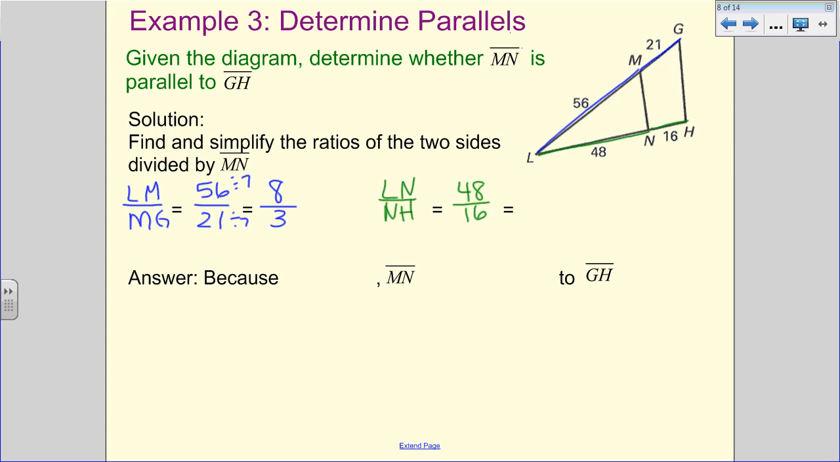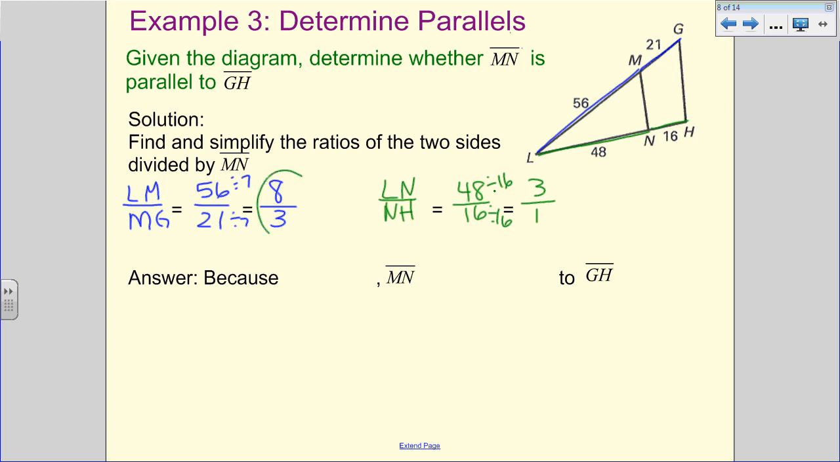When I look at 48 over 16, I know they're both divisible by 8, but if I look even farther, they're both divisible by 16. So I'm going to divide both of them by 16. 16 divided by 16 is 1. 48 divided by 16 is 3. Sorry, my head gets ahead of my mouth sometimes. So we divide each of those out and simplify that. We get 3 over 1.